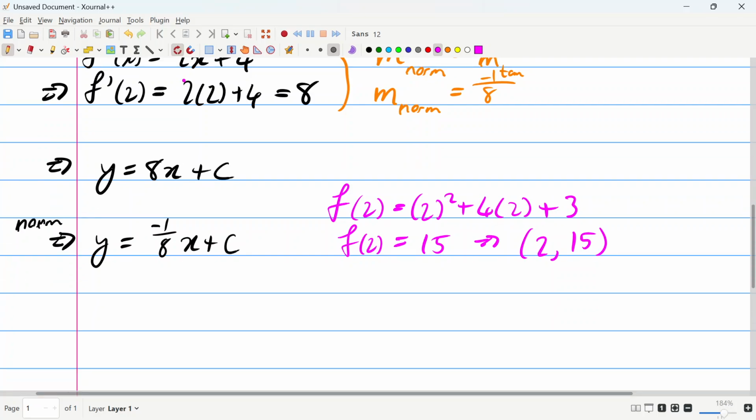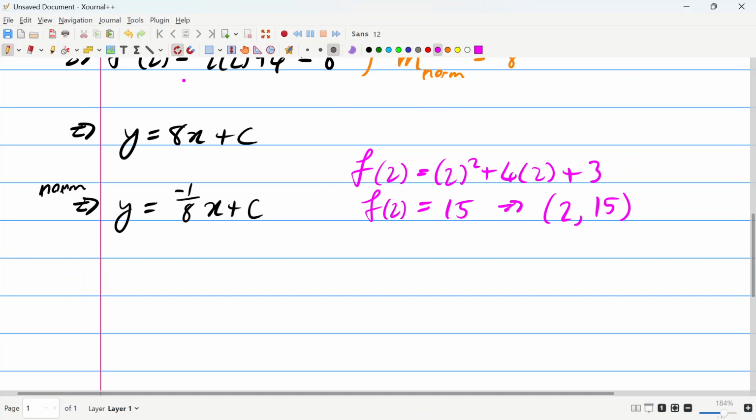Also, why did I say intercept is at 15? That is not what it is. So yeah, there we go.